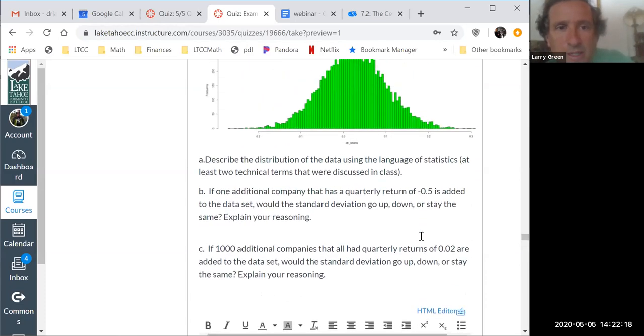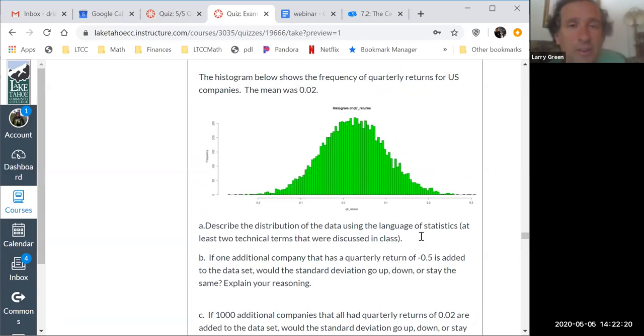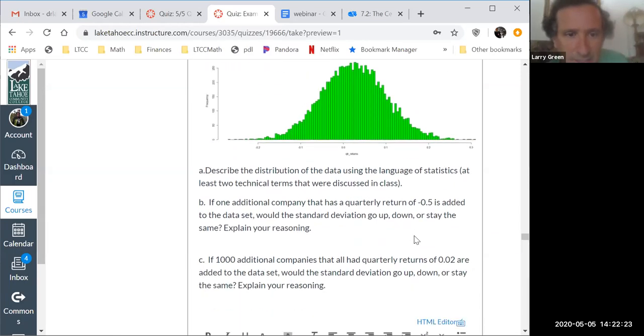Okay, now I want to mention the mean was 0.02. If I add 1,000 additional companies that had quarterly returns of 0.02, right at the mean, then what will happen with the standard deviation? So if I have a bunch of numbers like 0.1, 0.2, 0.05, 0.35, 0.1, 0.1, 0.05, 0.03, 0.02, and then I throw in 1,000 zeros, will the average go up or down, or stay the same?